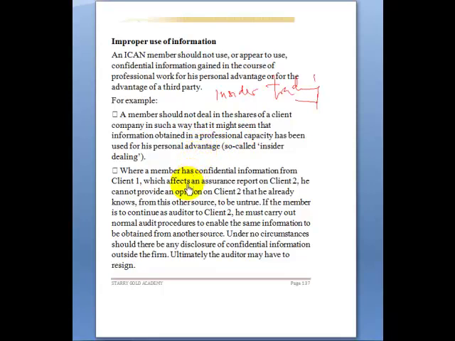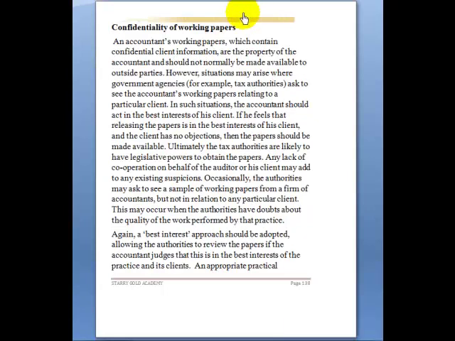We have a member who has confidential information from client 1, which affects an assurance report on client 2. He cannot provide an opinion on client 2 that he already knows from this other source to be untrue. If the member is to continue as auditor to client 2, he must carry out normal audit procedures to enable the same information to be obtained from another source. Under no circumstances should there be any disclosure of confidential information outside the firm. Ultimately, the auditor may have to resign if the situation is becoming too hot for him to handle.